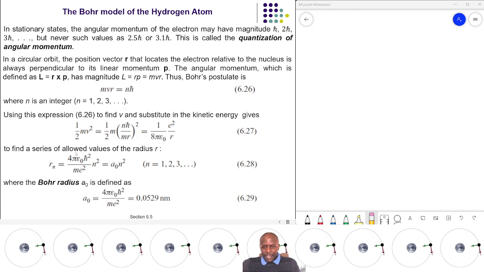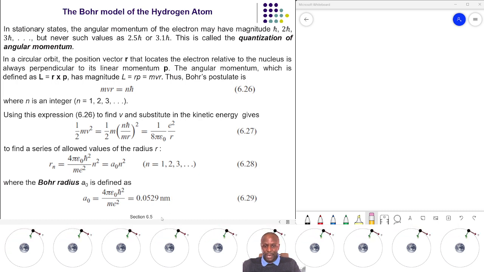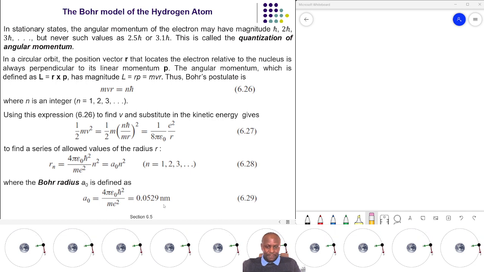Now, this equation can be written in terms of this, where this n squared is just this, and a0 is what we call the Bohr radius, defined as this. And when you put the values there, you can see that the Bohr radius is this value, roughly 0.1 nanometer, right?